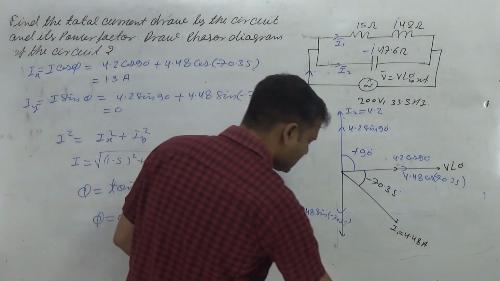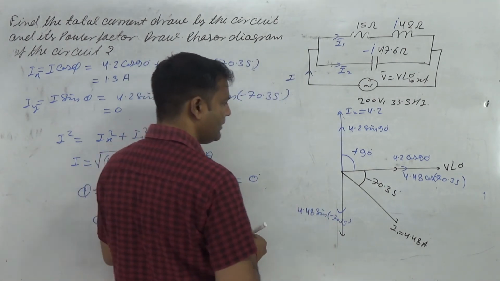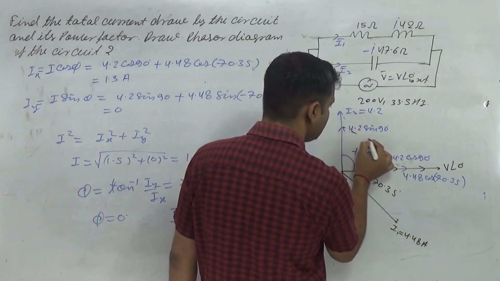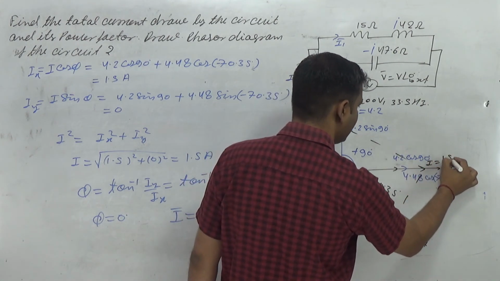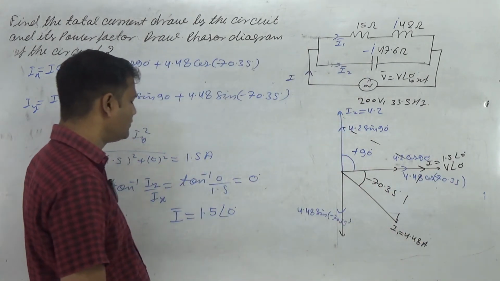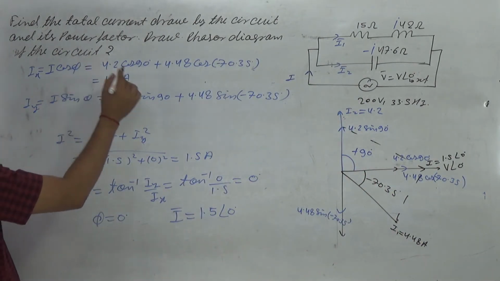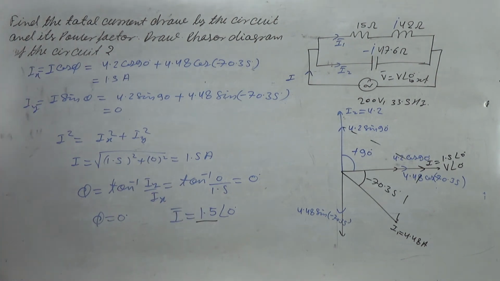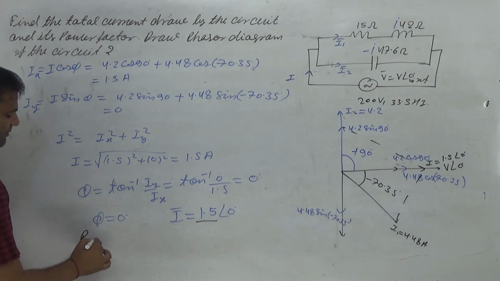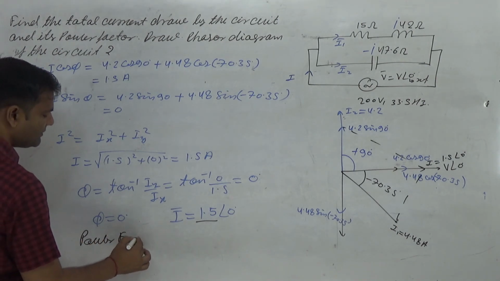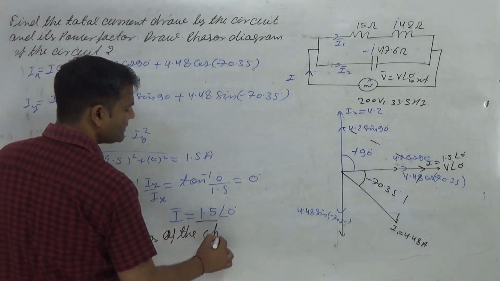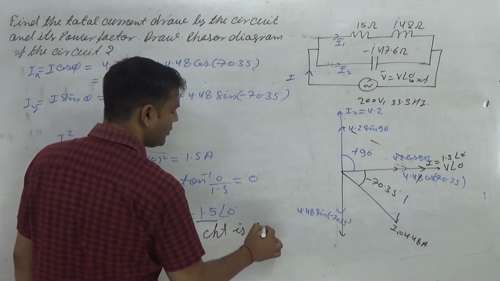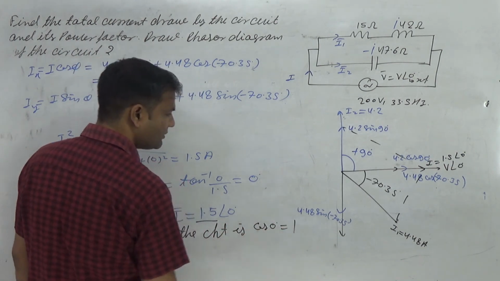So here, 1.5 ampere is the resultant of these two, and I is 1.5 at the angle 0. The current magnitude is 1.5. And what about power factor? The power factor of the circuit is cos phi, which is cos 0. Cos 0 is 1, so the power factor is 1.